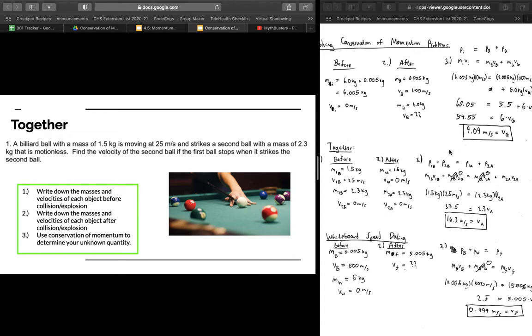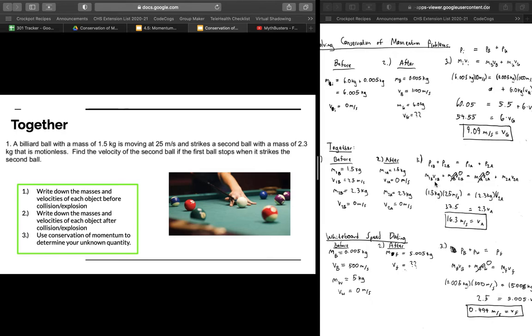Now we start by summing the initial momentum of our system before collision, P1b plus P2b, and we set that equal to the final momentum of our system after collision, P1a plus P2a. That gives us m1b times v1b plus m2b times v2b equals m1a times v1a plus m2a times v2a. The m2b times v2b is 0 because v2b is 0. The m1a times v1a is 0 because v1a is 0. And so now we can start plugging in numbers.